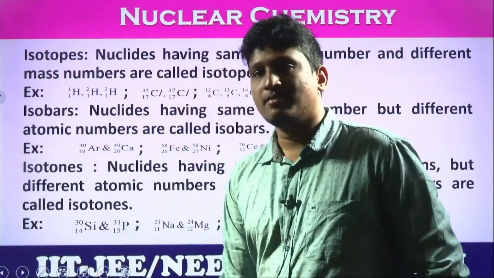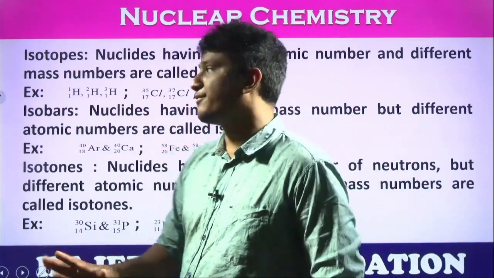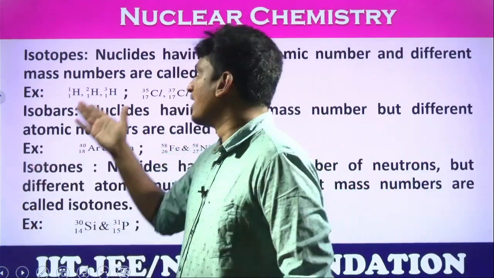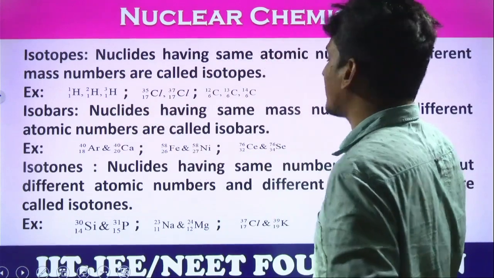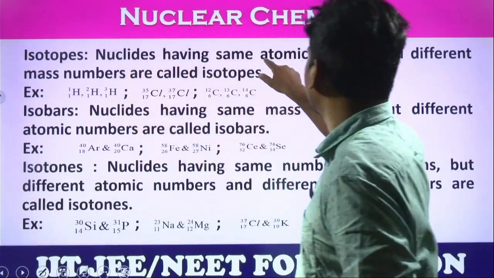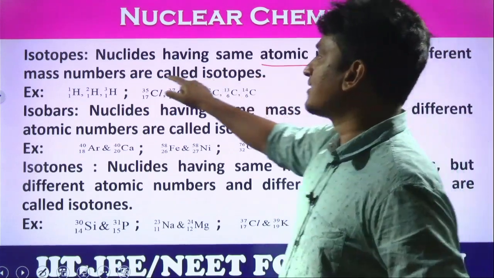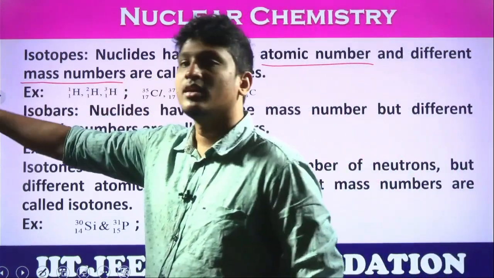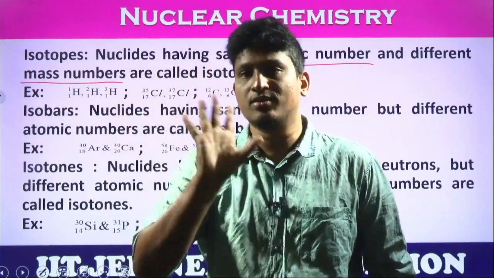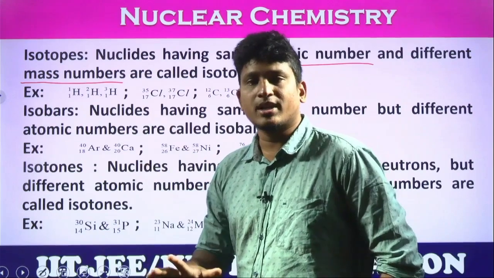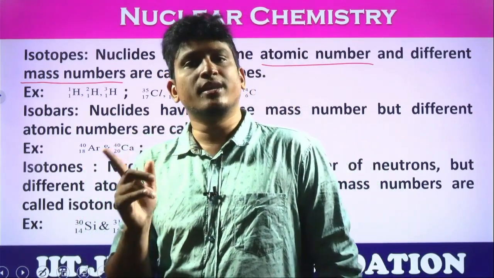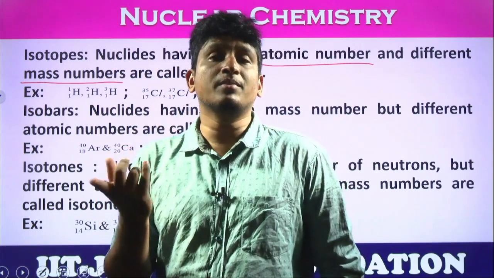First, isotopes. What are isotopes? Atoms of elements with the same atomic number but different mass number. Here the definitions are according to the nucleus: nuclides having the same atomic number and different mass numbers. Nuclides means a nuclear species with a specific number of protons and neutrons. They have the same atomic number. Do these nuclides belong to the same element or a different element? Same atomic number means the same element only.